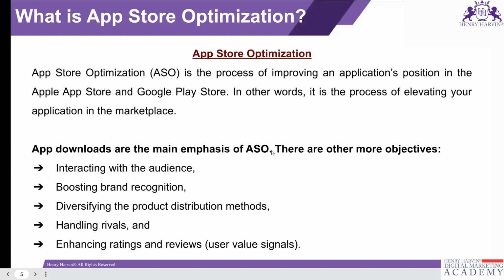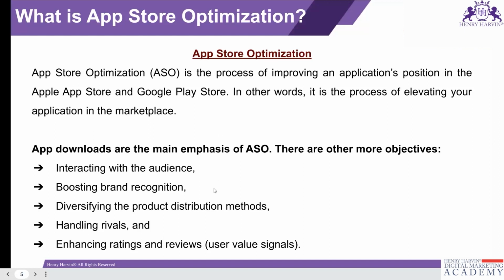App downloads are the main emphasis of ASO. There are other major objectives. So, what is the ultimate goal when you are optimizing your app? The ultimate metric is more number of downloads. That's why you have seen that whenever you go on the Google Play Store, it separately shows the number of downloads, high number of downloads, which has millions of downloads. Whichever app is downloaded more by the users, definitely the rank of this app will be higher.